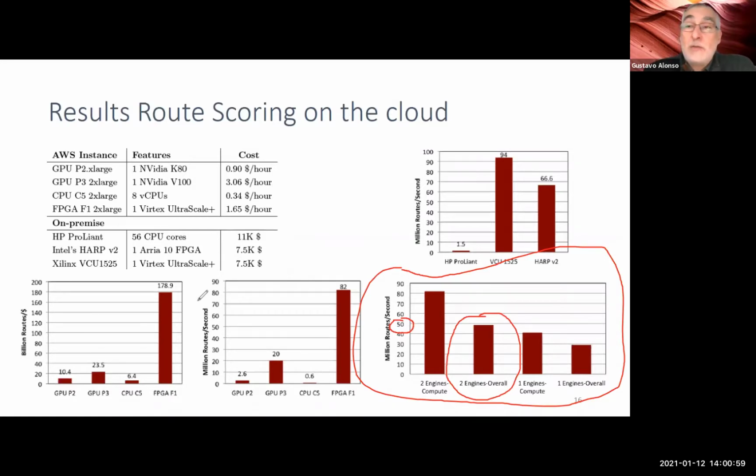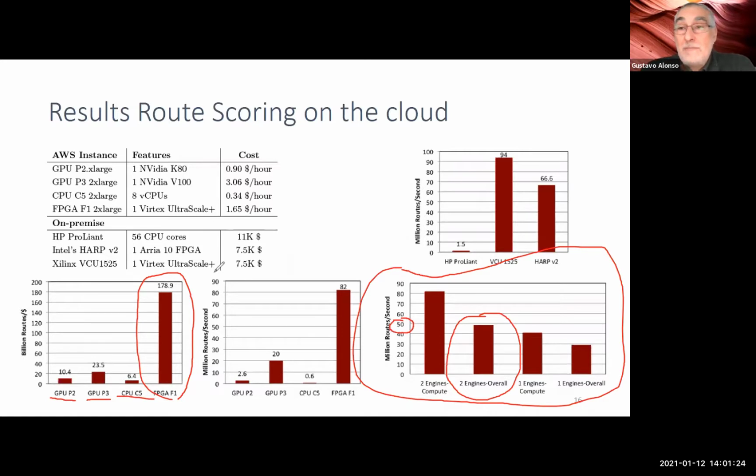We ran this on Amazon because Amadeus was interested in running this on the cloud, so we deployed this on the Amazon F1. Here you see the results. This is the number of routes per dollar: the ones that you can do with different types of GPUs, with a CPU, and what we can do with a single instance of an FPGA. You can see that for the same price, we can get significant improvement in performance.